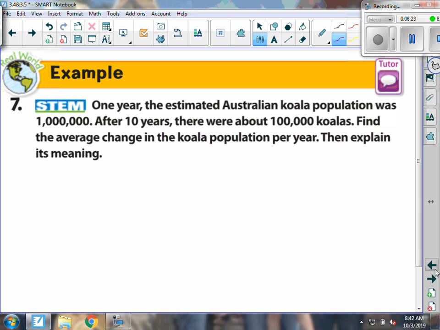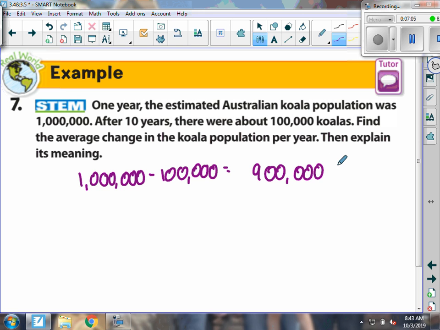Copy this one down. One year, the estimated Australian koala population was 1 million. After 10 years, there were about 100,000 koalas. Find the average change in the koala population per year. Then explain its meaning. So pause this and take a moment to copy it down, please. Okay, so we're going to subtract our two numbers. So I have 1 million minus 100,000.